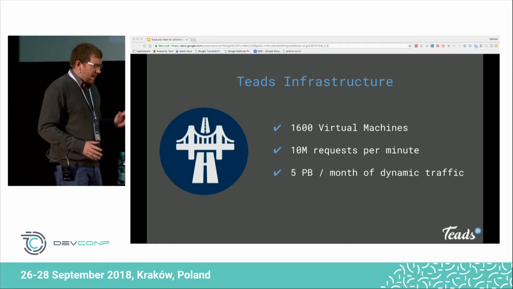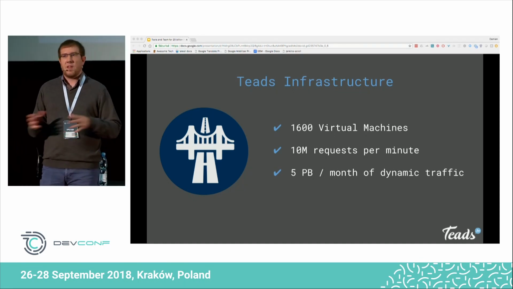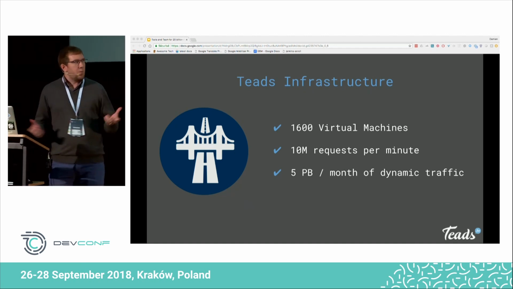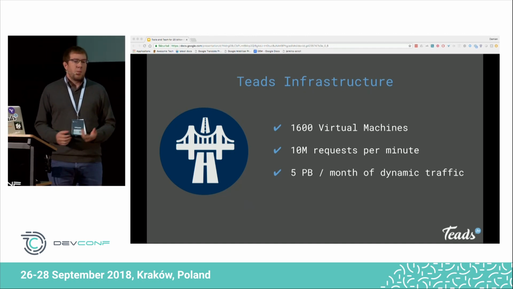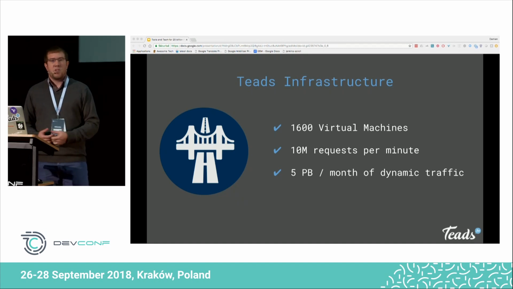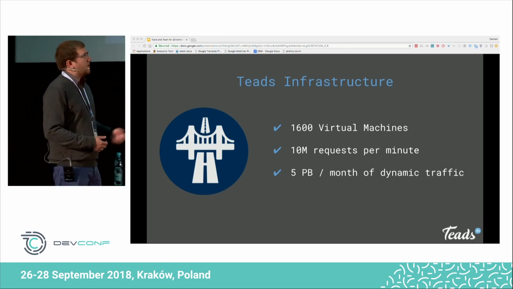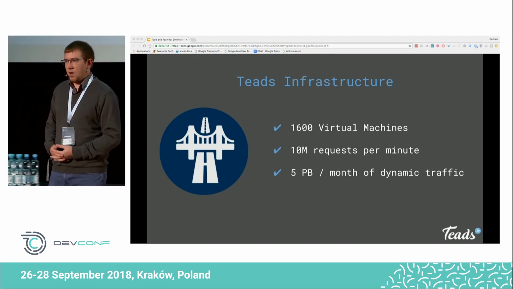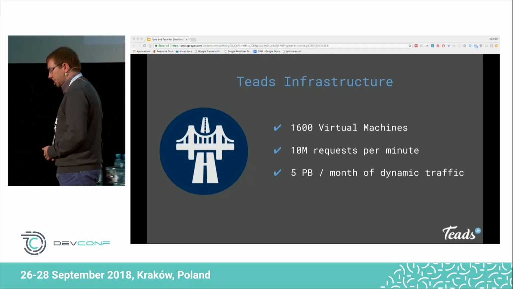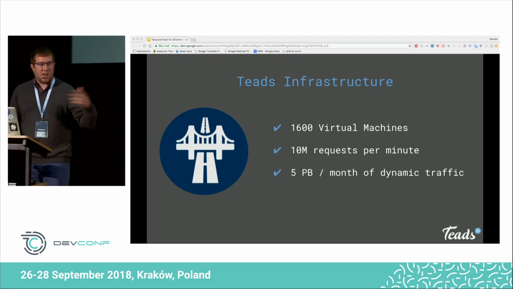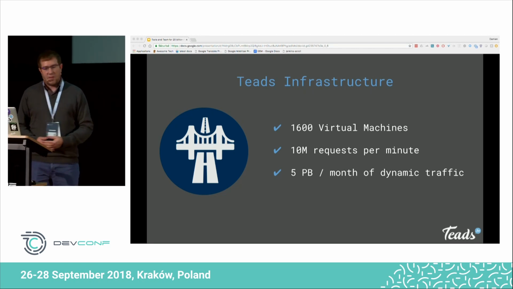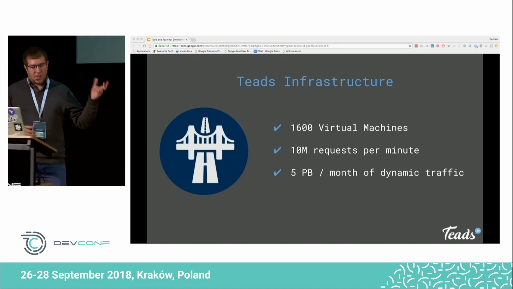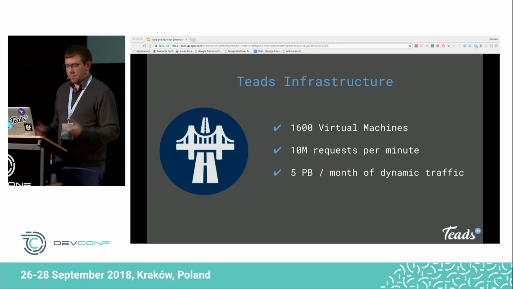In order to give some context, I'll say just a few words about the infra that we are running at Teads. It starts to be a pretty large infra. At any given moment, we will have about 1,600 virtual machines running. We will handle about 10 million requests per minute on all our different HTTP endpoints. And we will egress about 5 petabytes of dynamic traffic every month. That is mostly HTTP calls. This is not video. This is not image data.